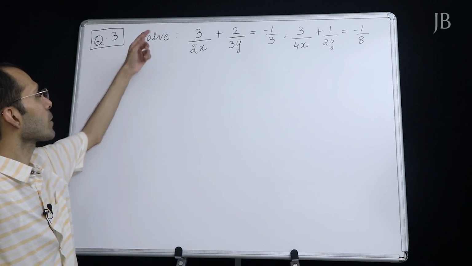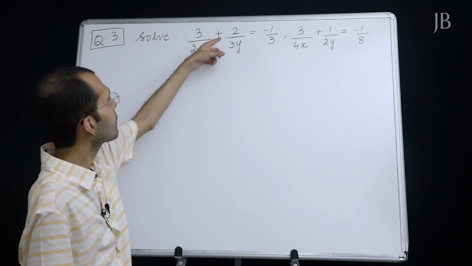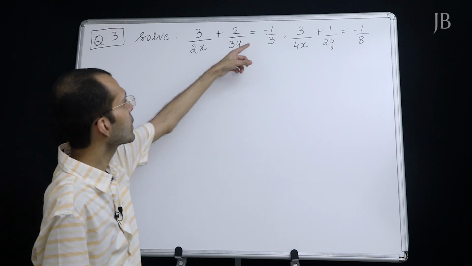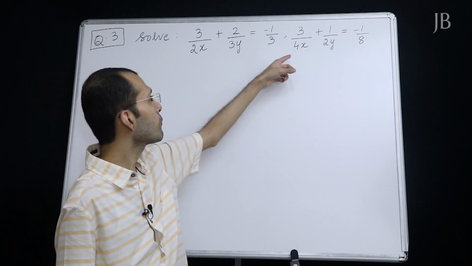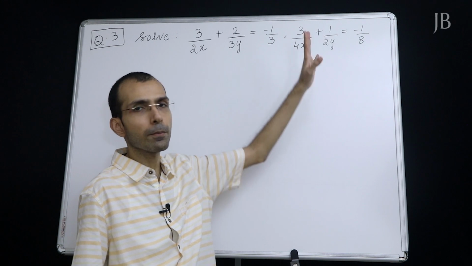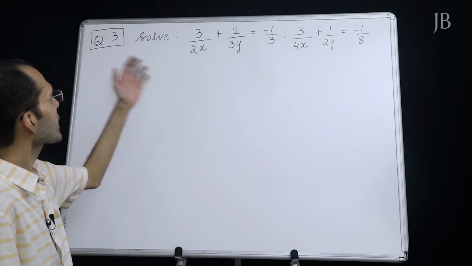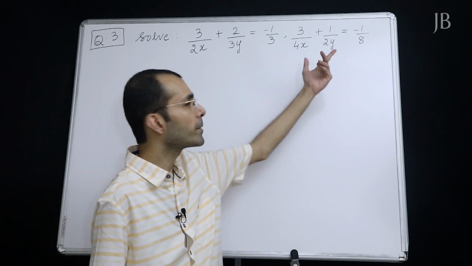Question 3, solve. 3 upon 2x plus 2 upon 3y equaling minus 1 by 3. Okay. 3 upon 4x plus 1 upon 2y is equaling minus 1 upon 8. Here the variables are coming in the denominator. Okay. Here also they are coming in the denominator.